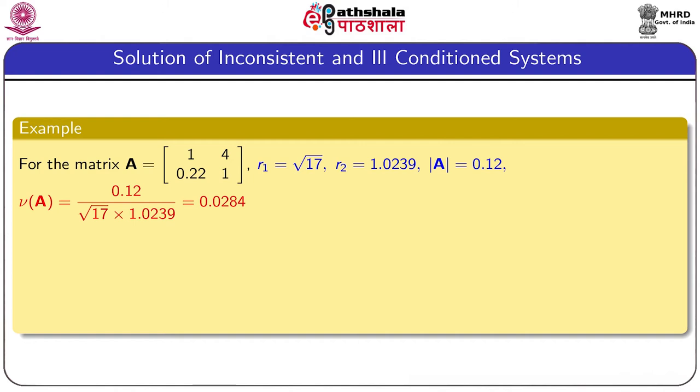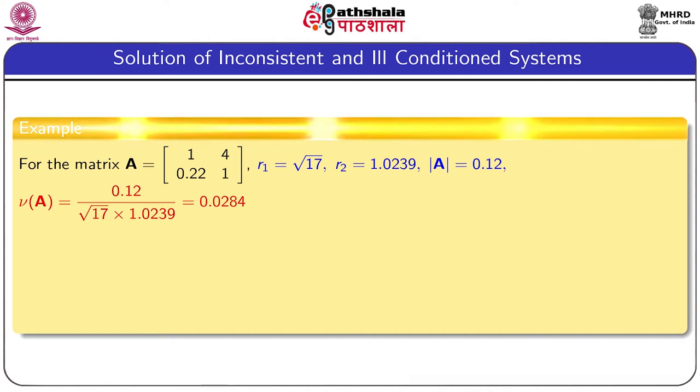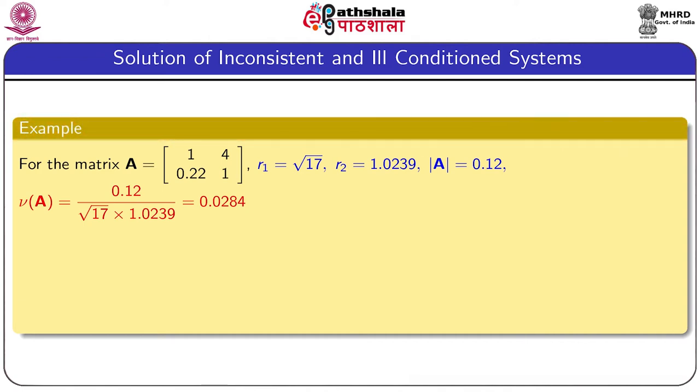Let us consider a matrix A whose first row is 1, 4 and second row is 0.22, 1. For this matrix, R1 equals root 17, R2 equals 1.0239, and the determinant of this matrix is 0.12, and hence nu A equals 0.0284.